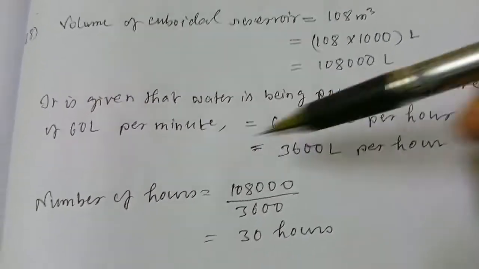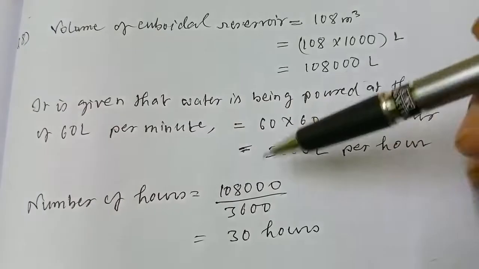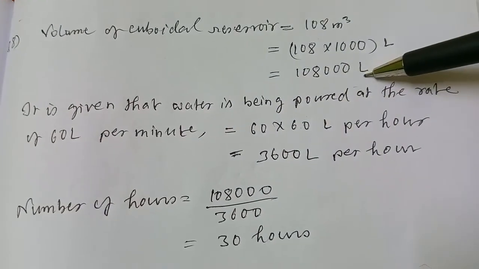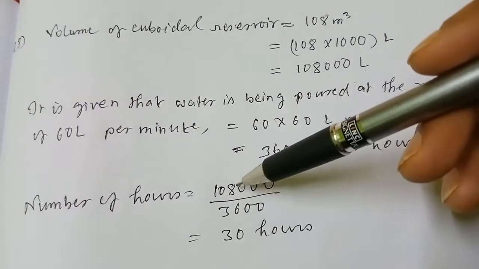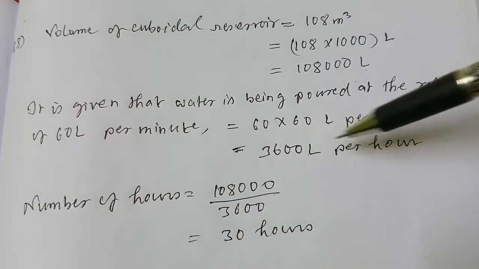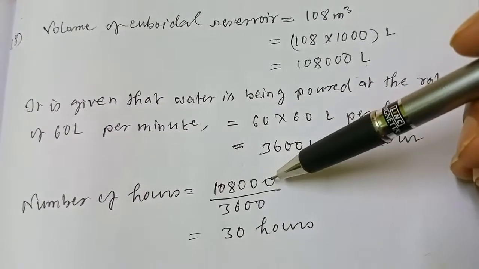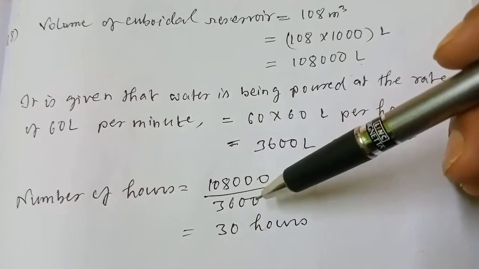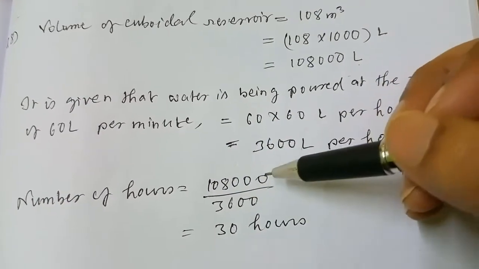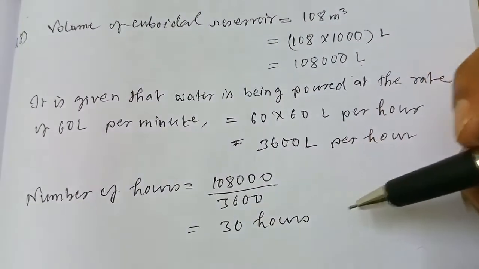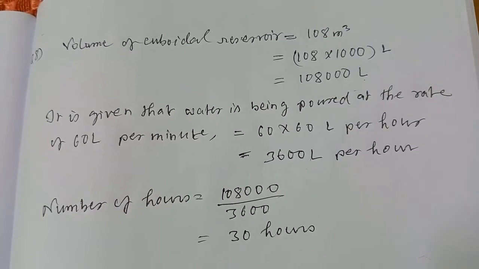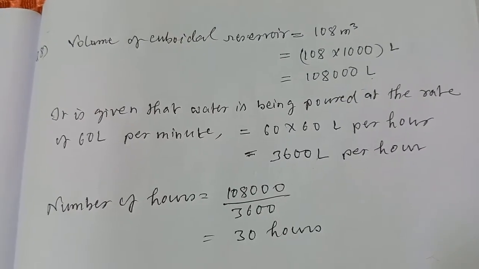Understanding? So number of hours will be what? You have to divide this total volume by number of liters per hour. So 100,000 by 3600. Now this 00 will be cut. So after dividing it is coming 30 hours. Okay, so this is very easy question and important also.